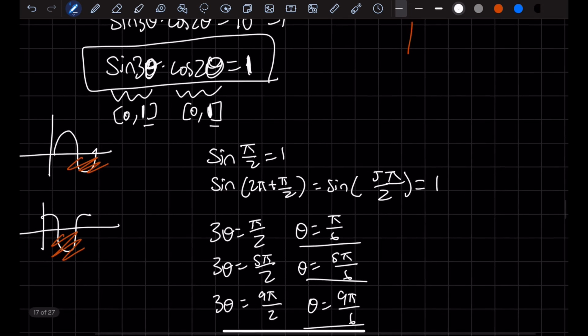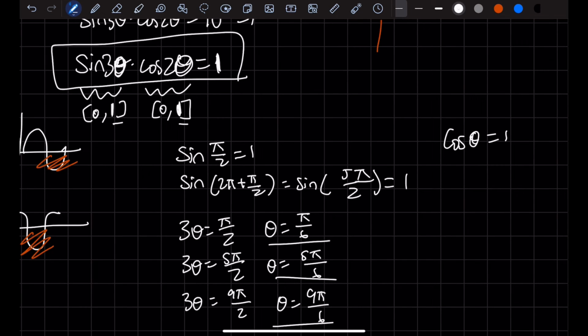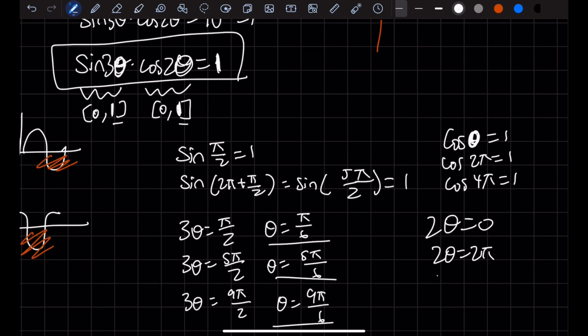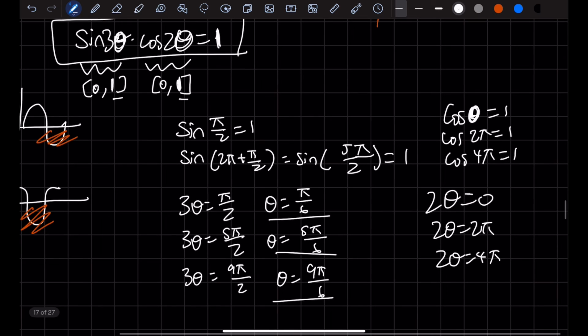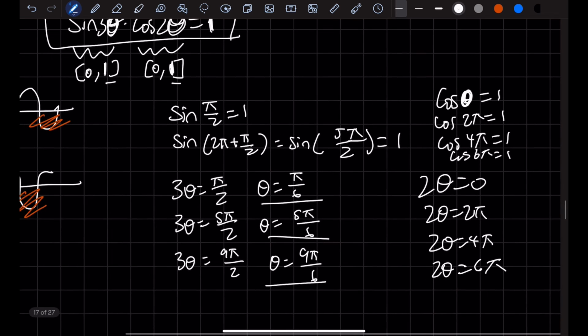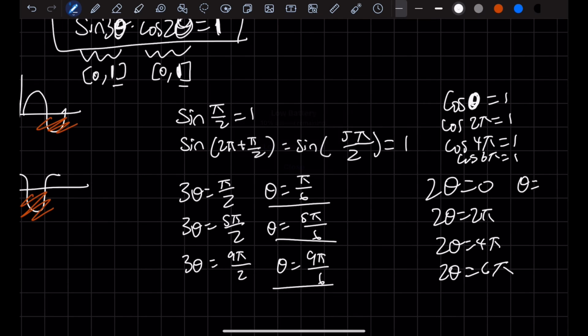Well, when is cosine equal to 1? We know cosine of 0 equals 1, and cosine of 2 pi equals 1, and cosine of 4 pi equals 1, and so on. So that means 2 theta has to be equal to 0, 2 theta has to be equal to 2 pi, 2 theta has to be equal to 4 pi, and then 2 theta has to be equal to 6 pi. Okay, so this means theta has to be equal to 0, theta has to be equal to pi, theta has to be equal to 2 pi. And then we could ignore this last one.